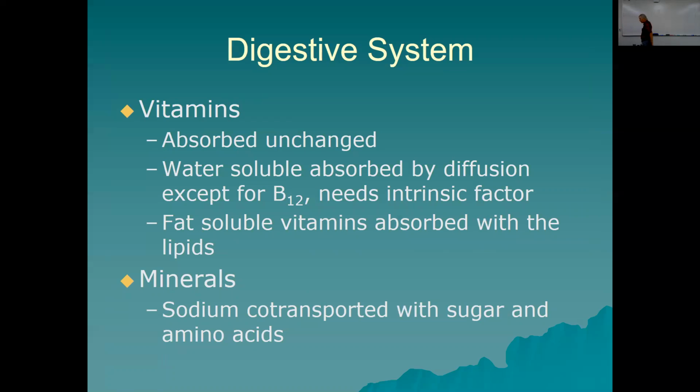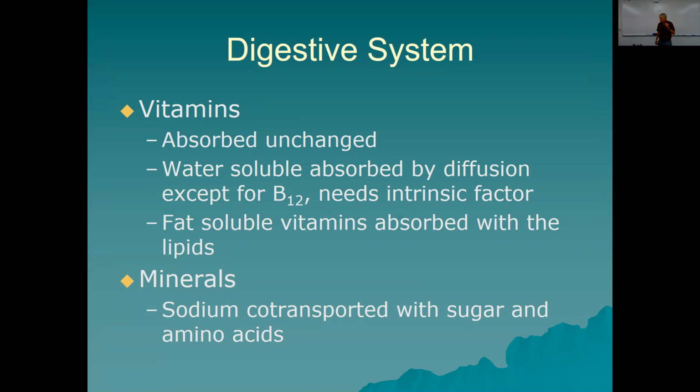Okay, vitamins, absorbed unchanged. So we just absorb them across into the enterocytes. The water-soluble ones are absorbed by diffusion, and there have to be membrane carriers for these because they can't cross the cell membrane. They're water-soluble.